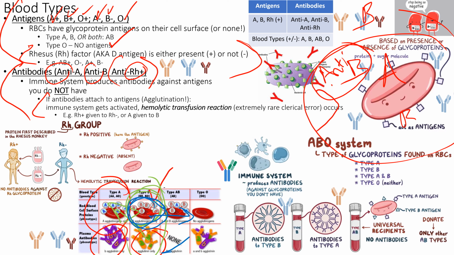In the bottom right, there's the same thing, right? So type A blood has antibodies to type B. Type B blood has antibodies to type A, right? And then AB blood has no antibodies. And then we throw in the negative or positive. Do they have the rhesus factor? Do they not?